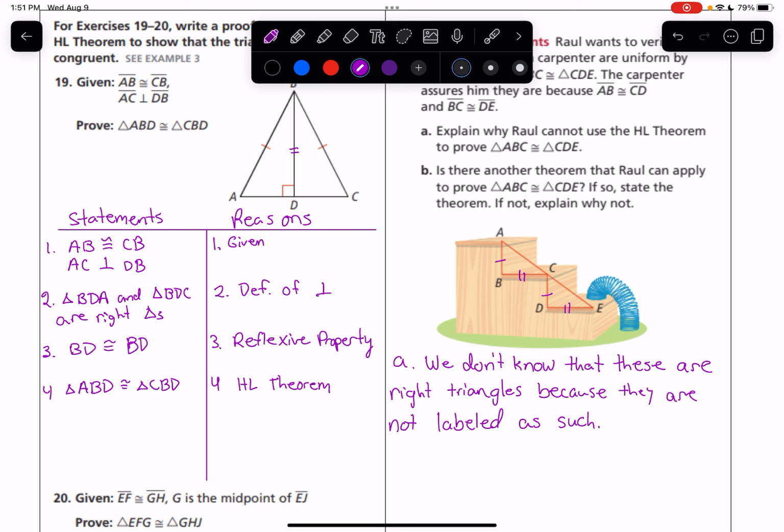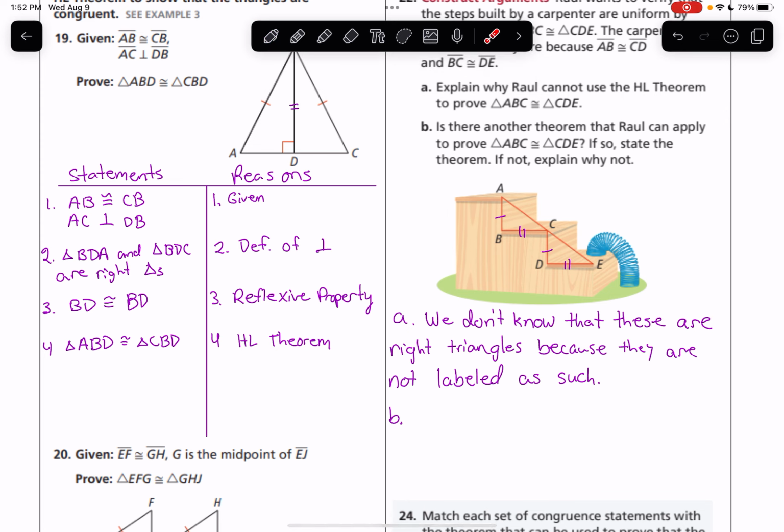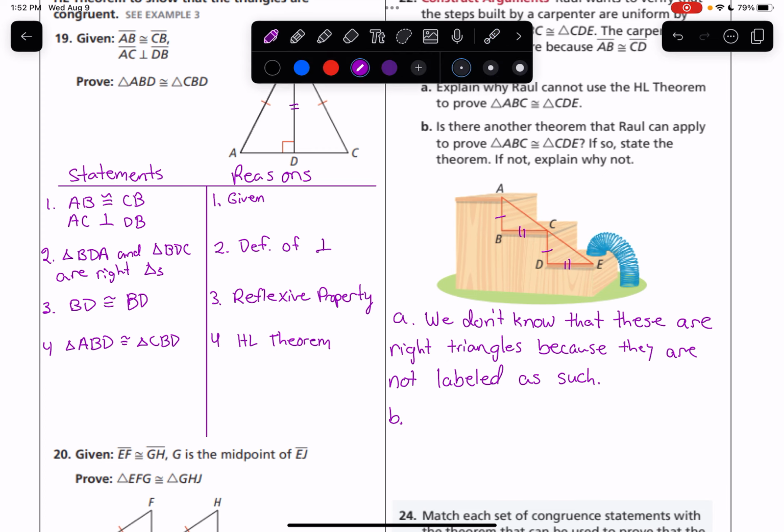B says, is there another theorem that Raul can apply to prove that the triangles are congruent? If so, state the theorem. If not, explain why not. Well, right now, Raul only has a side from one triangle and a side from the other triangle. So side, side. We don't have a side-side theorem. We need 3 pieces of information to prove that these two triangles are congruent, and not 2 pieces. And we don't have any other pieces of information. We don't know anything about the third side or any of these angles. So we cannot, okay? So we can say no.